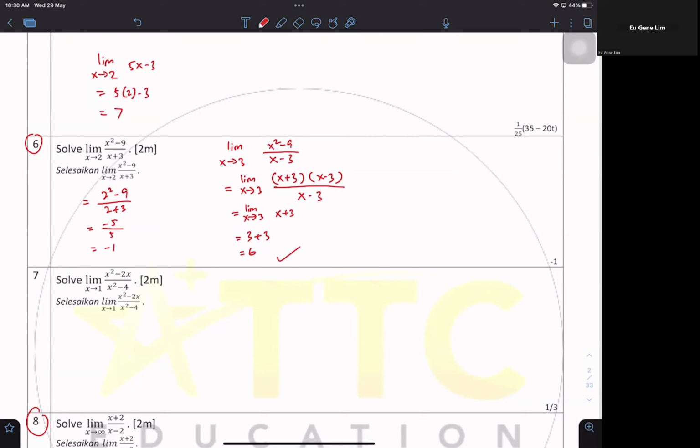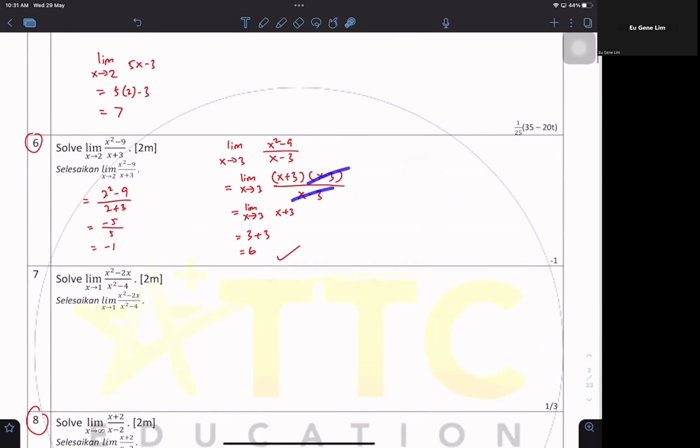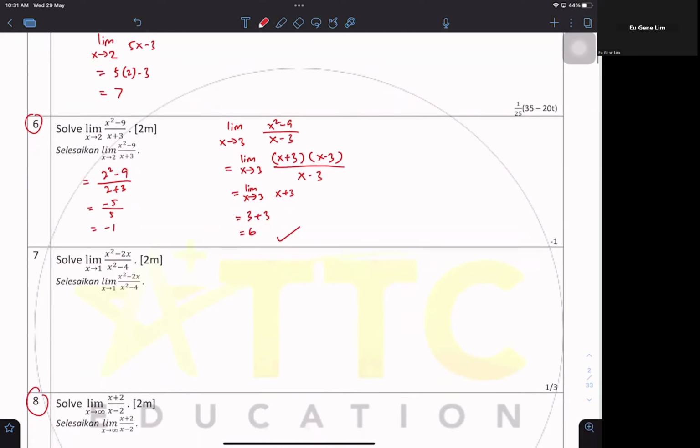Okay, so I repeat again. If you substitute and you can find the answer, go ahead. If you substitute and you get the bottom part 0, which is math error, then you don't substitute, you factorize first. After that, simplify, then only you sub the x with 3. Understand, okay? So that is for limit. Basically, you sub. If you sub and get math error, you don't sub, you factorize first.